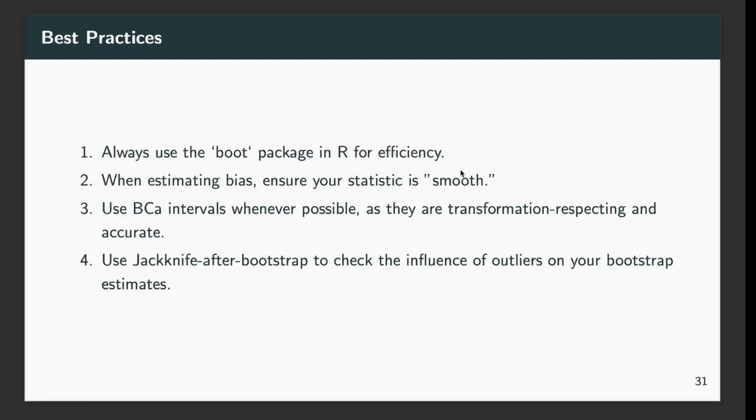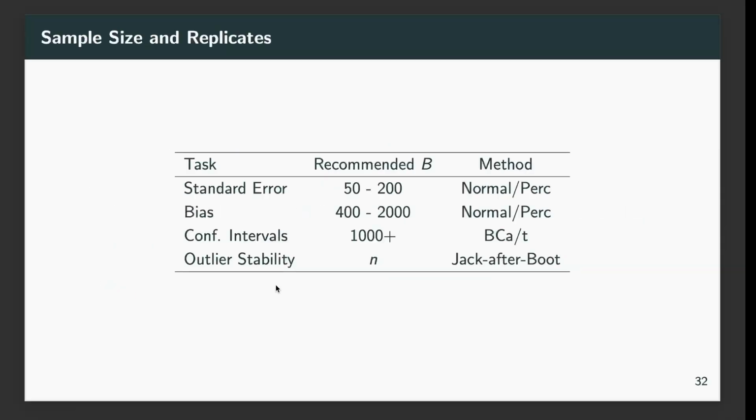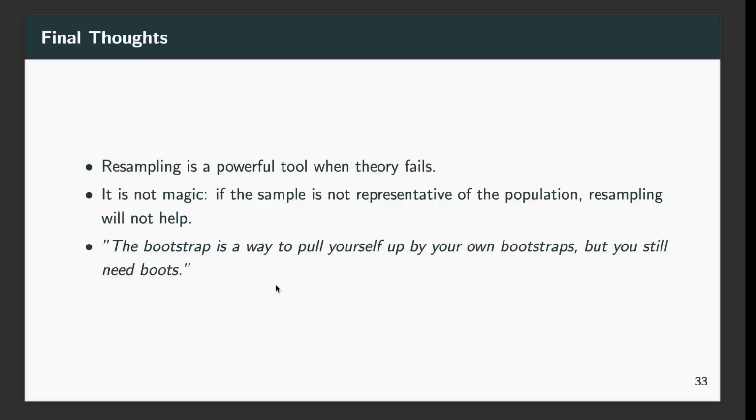Okay, so the best practice is to always use the boot package in R for efficiency. When we estimate the bias, ensure that the statistic is smooth. For BCA interval, use it whenever possible, as it is transformation respecting and accurate. And we use the Jackknife after Bootstrap to check the influence of the outliers on our Bootstrap estimate. So we check the variance of the variance. And this is some of the guidance on the sample size and the replicates. You can refer to this, and this is just a final thought.